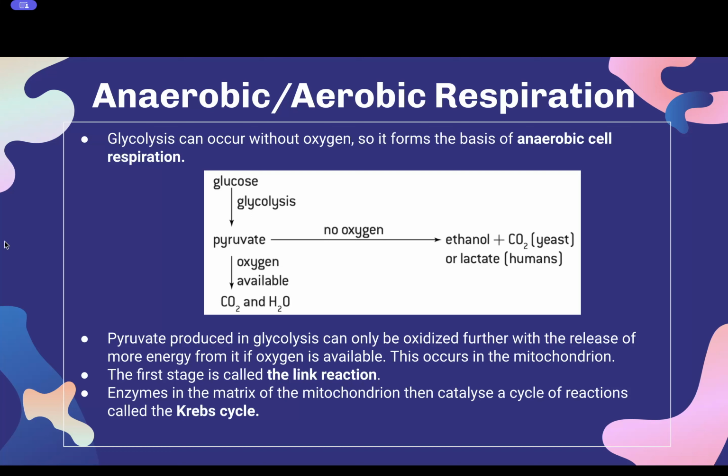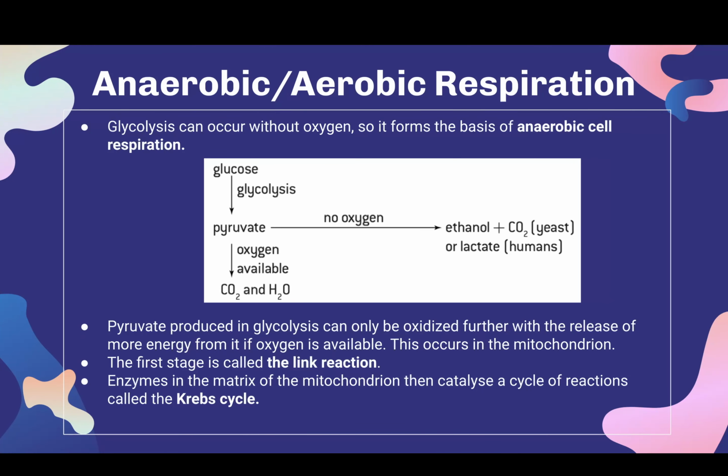Okay. Anaerobic or aerobic respiration. Glycolysis can occur without oxygen. I talked about this before. So it forms the basis of anaerobic cell respiration. If you look at the diagram, glucose through glycolysis will turn into pyruvate. When there's no oxygen, pyruvate will take a pathway towards ethanol and CO2 in yeast and plants. But in humans, it'll turn into lactate or lactic acid. Of course, if there's oxygen available, eventually it'll go through the entire process of cell respiration, which we will talk about, and convert into CO2 and H2O.